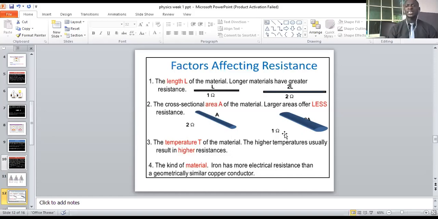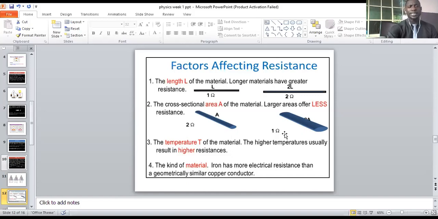And we have the kind of material. What is the material made up of? Look at the example here. Iron has more electrical resistance than the geometrically similar copper conductor. That is, the kind of material affects the rate of resistance. You can see iron has more resistance than copper. Copper will allow more flow than iron. You get what I'm saying?